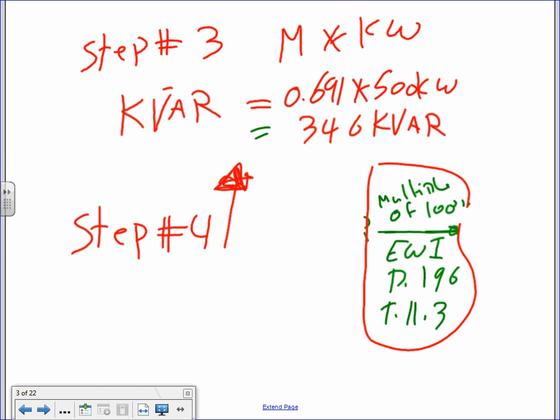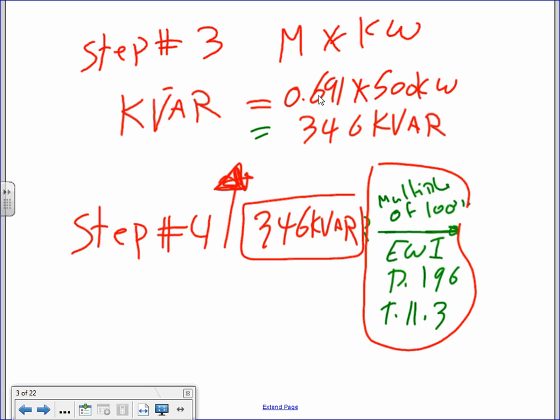So then you take these, gentlemen and ladies, you take the 346 kVAR, that number that you came up with. And you go next to Electrical Wiring Industrial 193, table 11.3, and go to the next standard that this table will give you. If this table doesn't go that high, Adam, then you go multiple. This one is multiple of hundreds. Go to the next hundred for the sake of the calculation. Did you guys hear me?